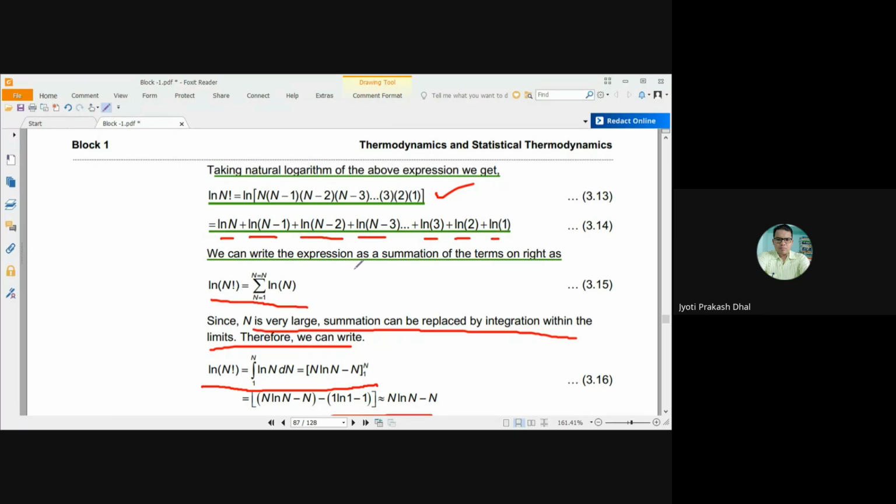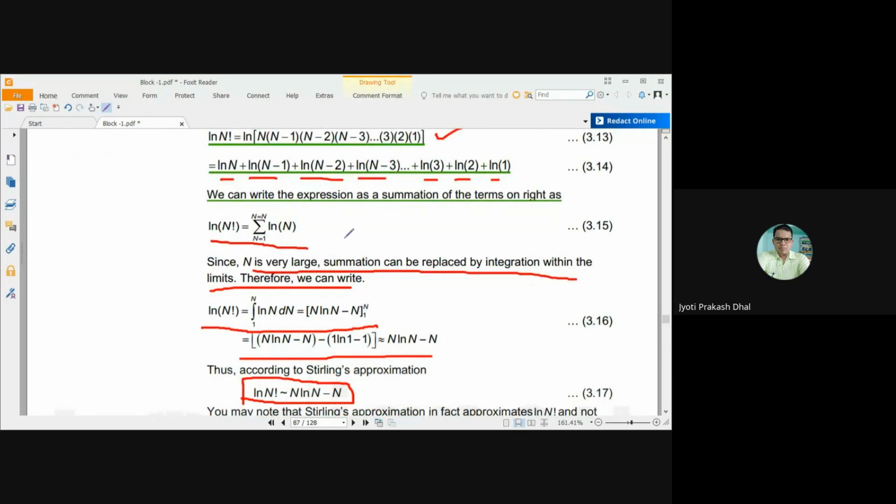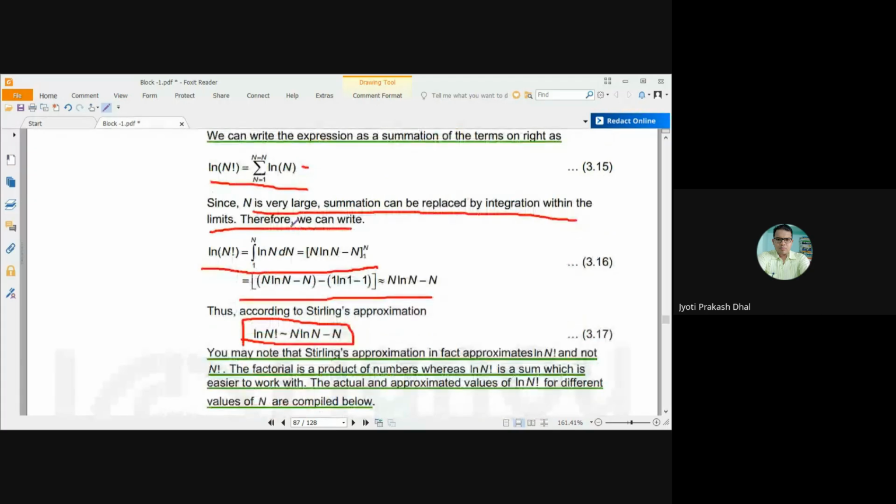We can write the expression as the summation of terms at the right hand side, that is ln n factorial equals the summation of ln n, where the value of n ranges from 1 to n. Since n is very large, the summation can be replaced by integration with the limits. Therefore, we can write ln n factorial equals the integration of ln n dn from 1 to n, where the lowest number is 1 and the highest number is n.